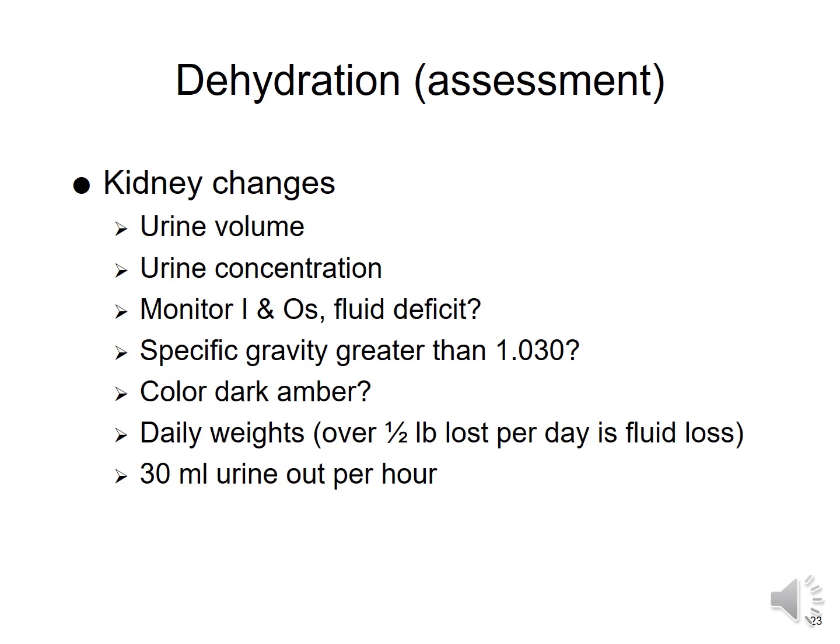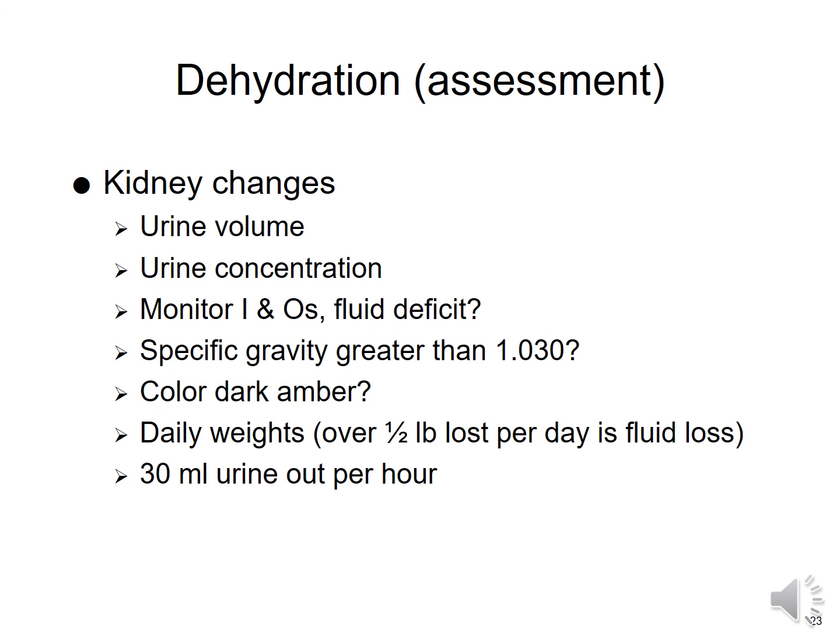Kidney changes. Of course, urine volume may be decreased. There's not as much fluid in the body total, and also you may be having problems oxygenating the body enough to make the urine like it's supposed to be. Your urine will also be concentrated. So when you look at the urine of a dehydrated person, it will be dark instead of that nice clearish bright yellow. We need to monitor those I's and O's.